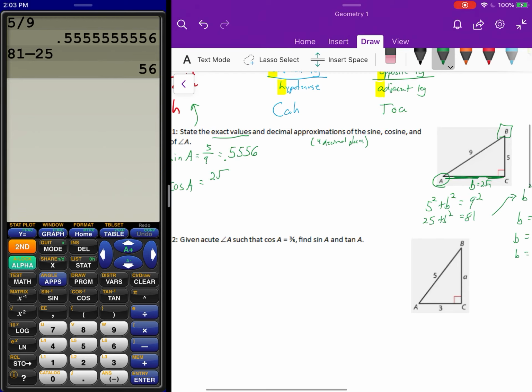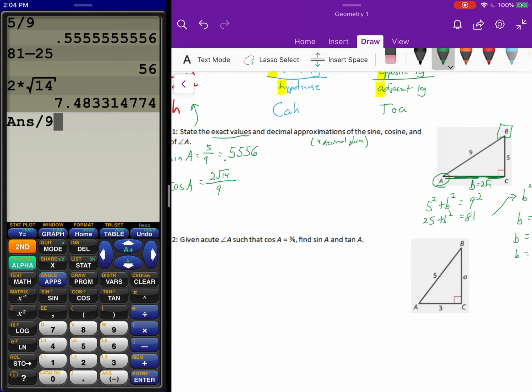And so over here, now we can find cosine. Cosine is that adjacent leg, which is 2 root 14, over the hypotenuse, which is 9. That's our exact value. And the decimal approximation, we can go ahead and put that in the calculator. 2 times the square root of 14, and then we can divide that by 9. And we get 0.8315 because we would round up.